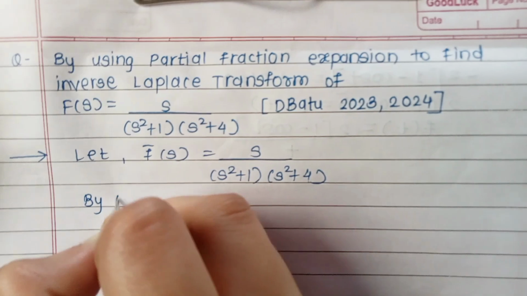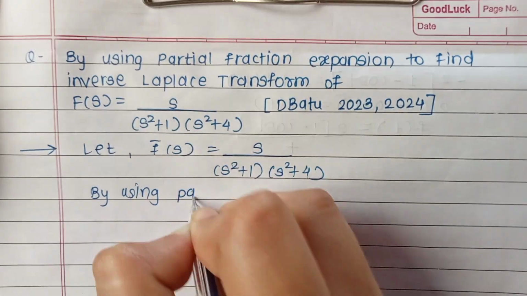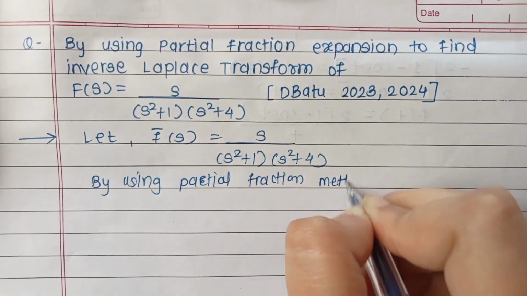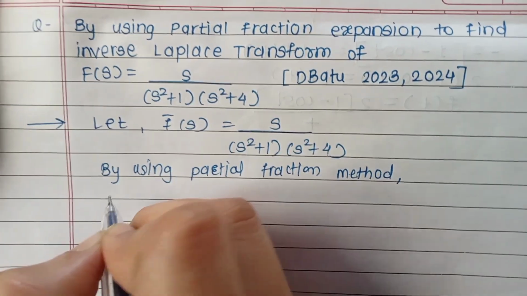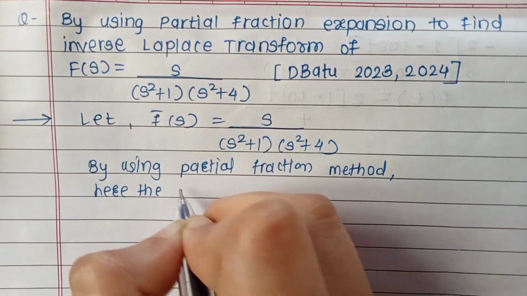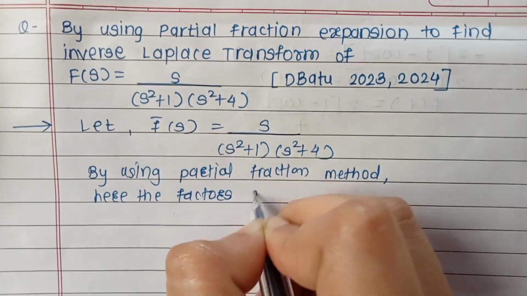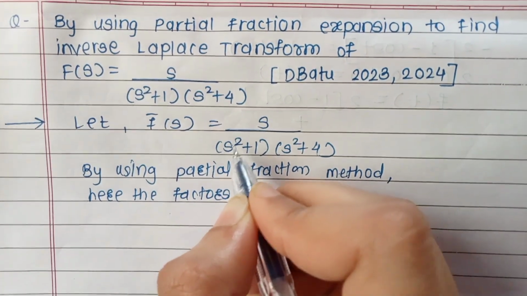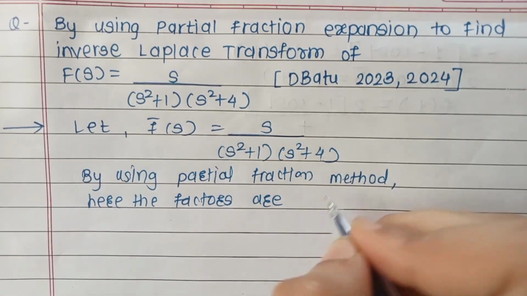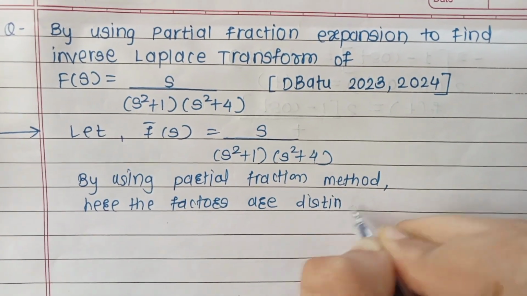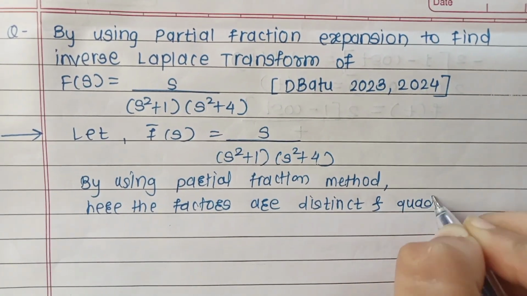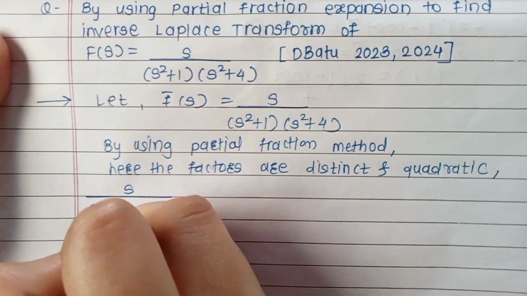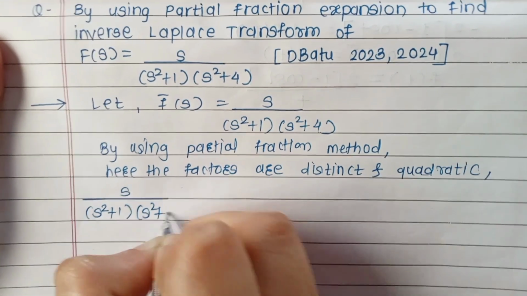So, by using partial fraction method, okay, here the factors are, how are the factors? They are distinct and quadratic, okay, because here is s square, so these are quadratic and distinct factors, distinct and quadratic, okay.